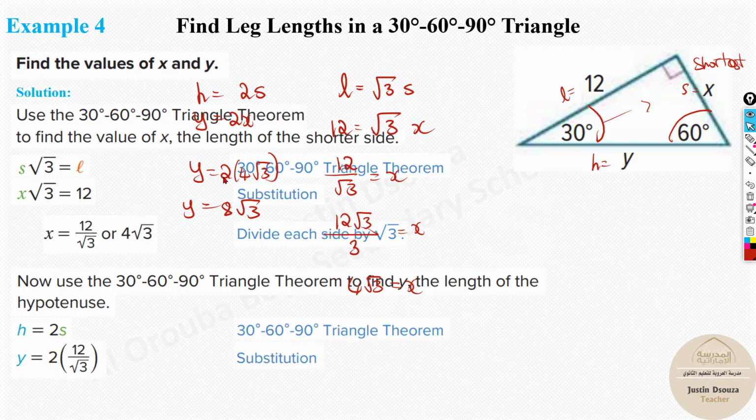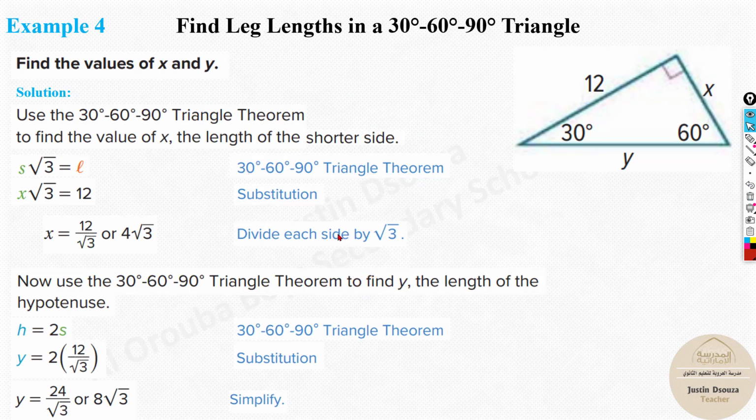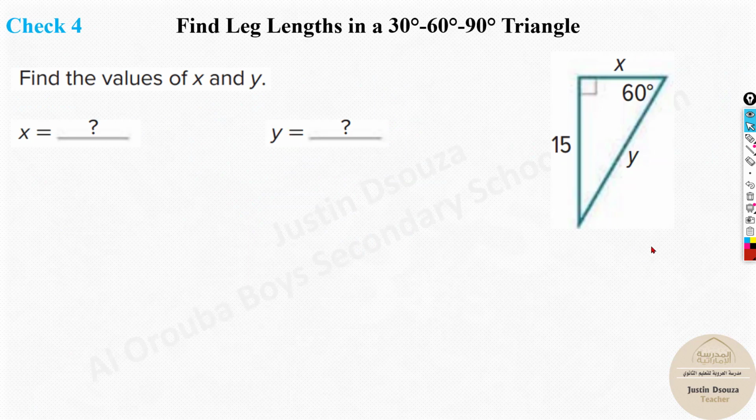And this one over here, you just solve it. It'll be 24 root 3 or 8 root 3. Why 24? Because you just multiply 12 root 3 by 2, it'll be 24 root 3 or 8 root 3. This is how we solve it. Again, very easy, very simple and straightforward.